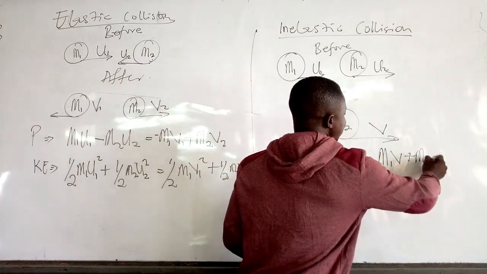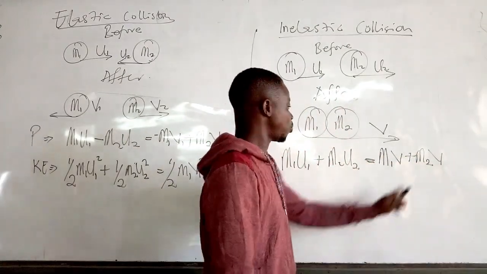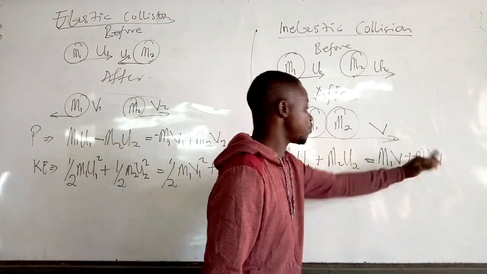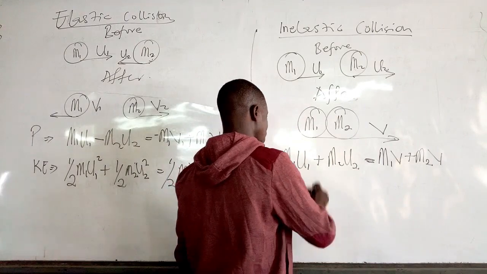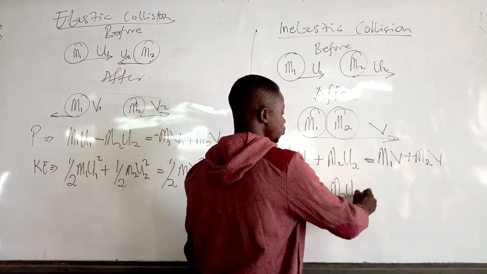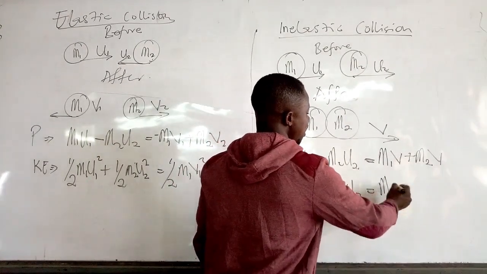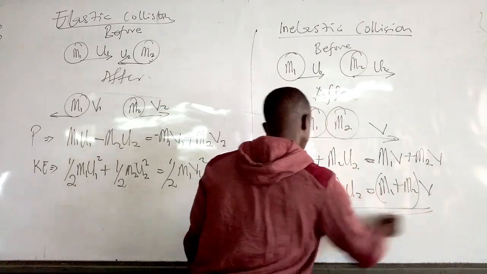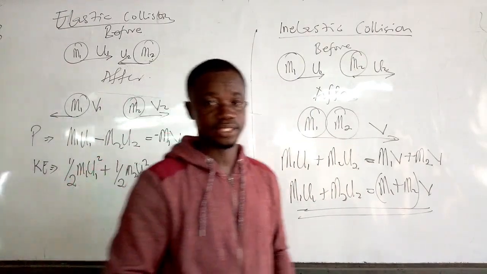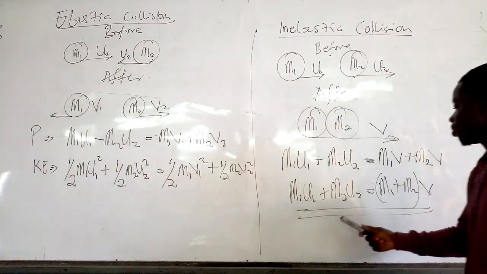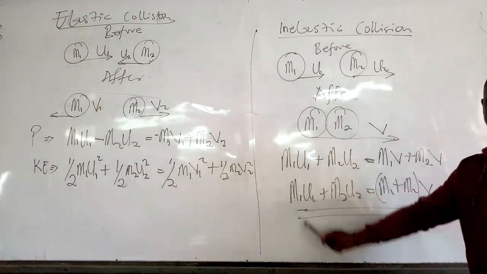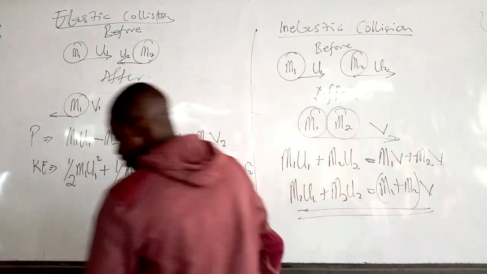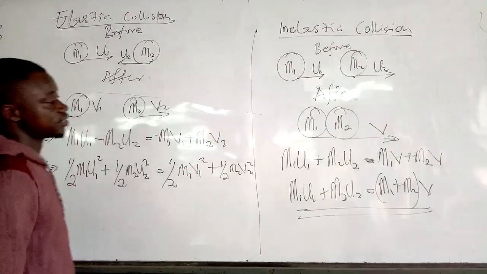M1V plus M2V. Because we have the same V, they move with a common velocity, their velocities are the same. We factorize that V out. That will give me M1U1 plus M2U2 is equal to (M1 plus M2) all times V. Like this. Alright? Good. So this is how we have to write the equation so that we can use it to solve our example when the need arises.